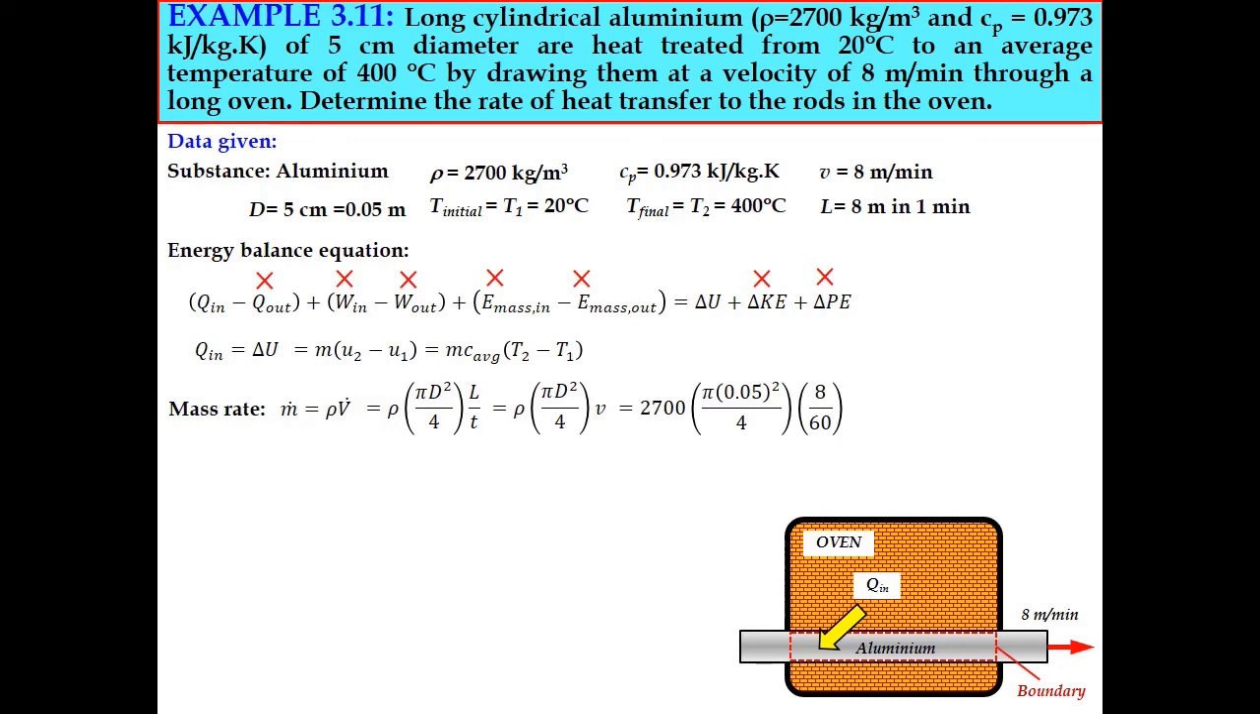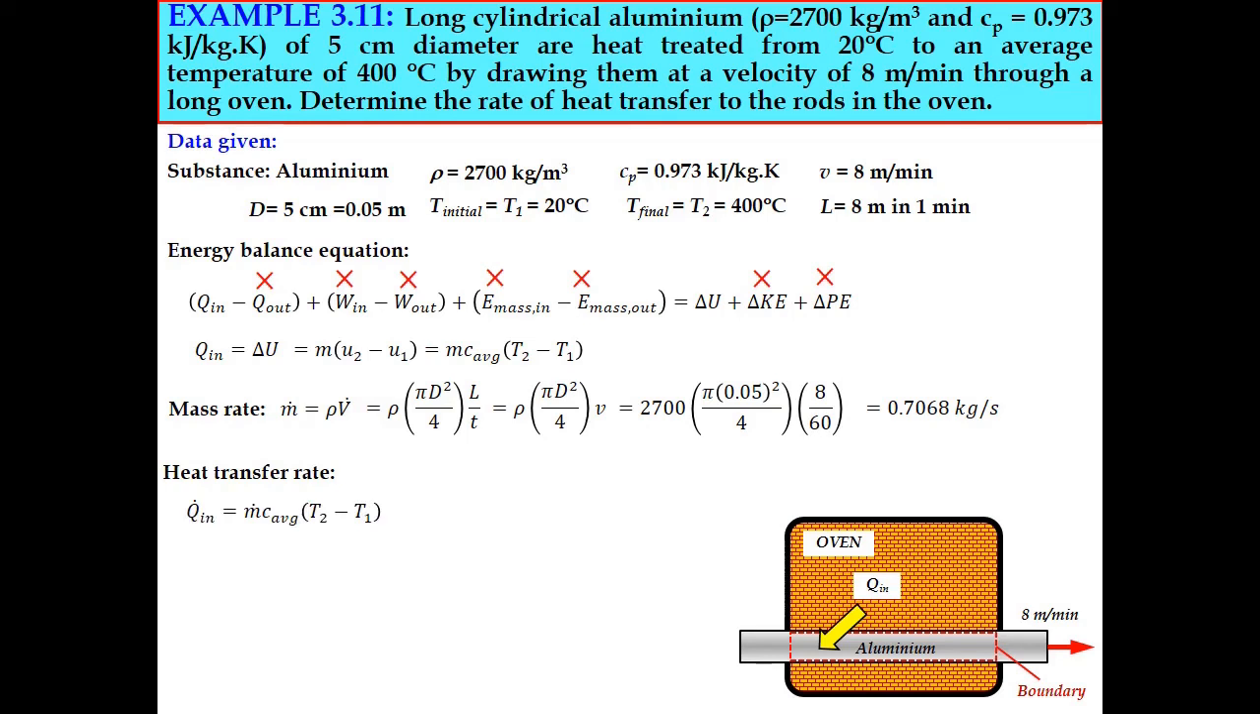Substitute all the data that we have, and we need to change the time. The time involved is 1 minute, so you need to change it to 60 seconds. That's why you have here 2700 multiplied by pi multiplied by 0.05 squared divided by 4 multiplied by 8 divided by 60. So we have the mass rate equal to 0.7068 kilogram per second.